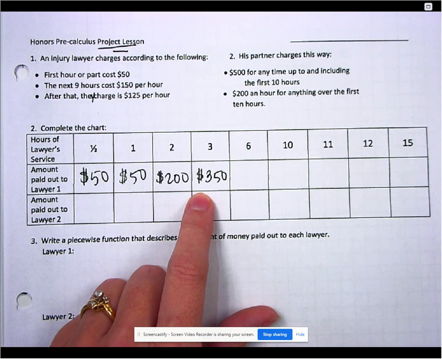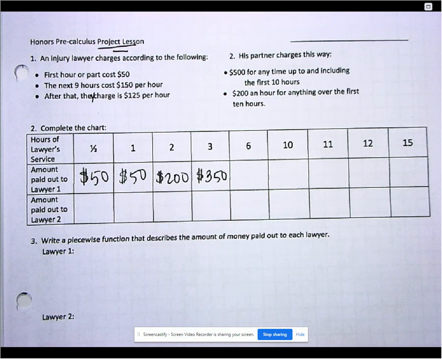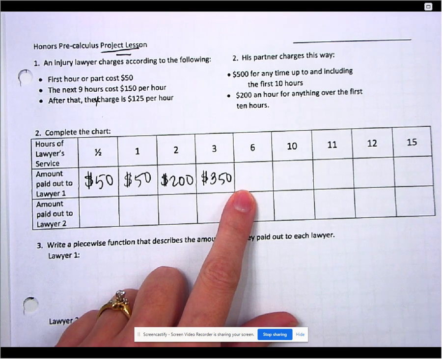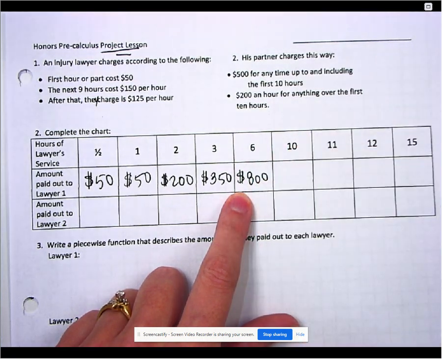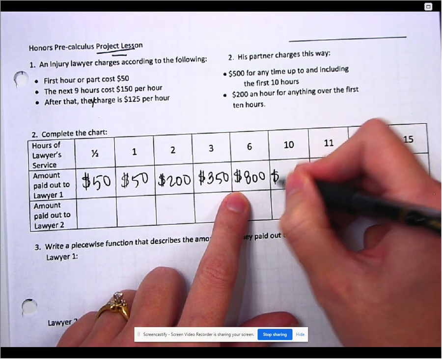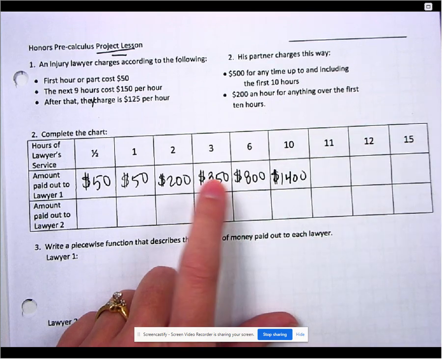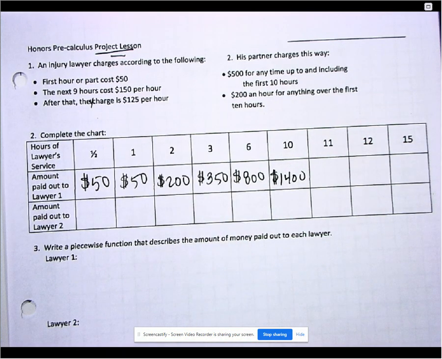So then for 6 hours, there's a 3-hour span between 3 and 6. That's going to add $450 to $350, which is $800. Then there's a 4-hour span between 6 hours and 10 hours. So I would add 600 to this 800. That would be 1400. You guys try to do those next 3 on your own.